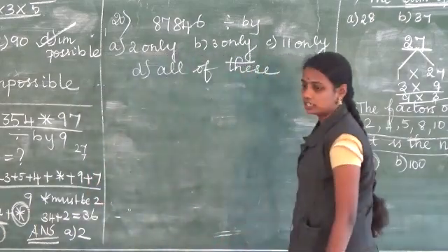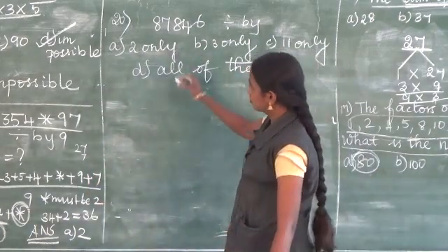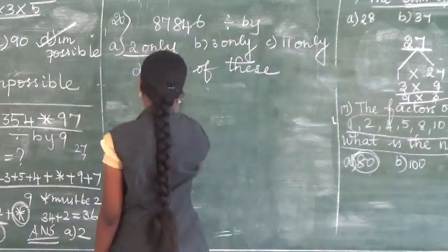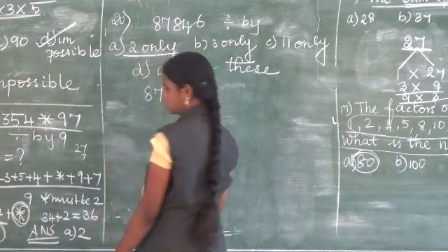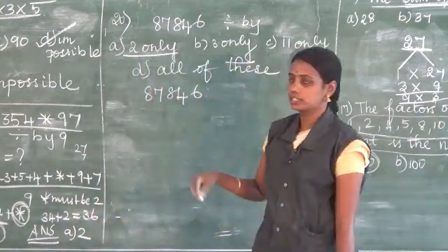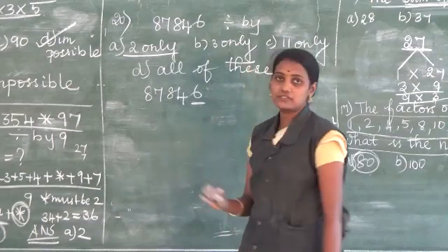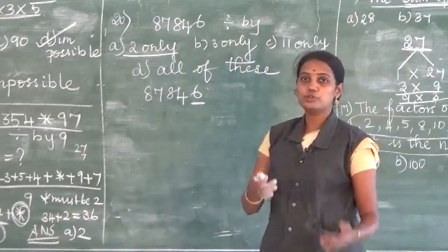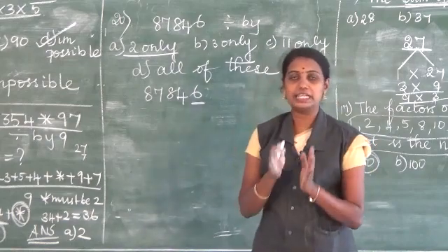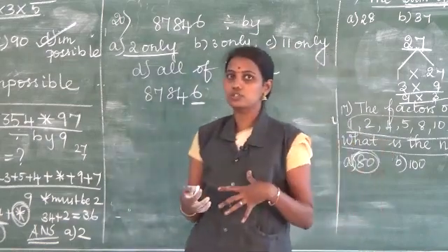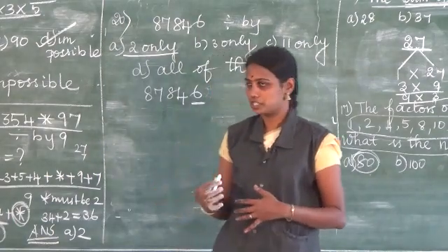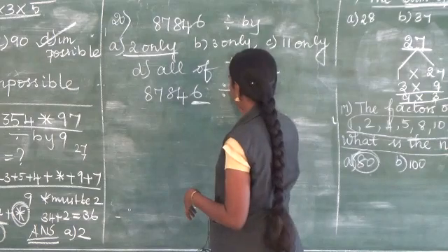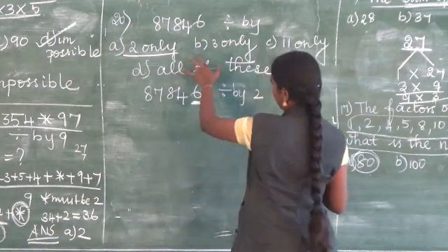We are going to check one by one. First option, 2 only. Write the number 87,846. The divisibility rule is that if the last digit is an even number, it is divisible by 2. Use the rule, don't go for dividing, it will take time. So remember the rules. If you see the number, you can find out easily. Since it is an even number, it is divisible by 2.